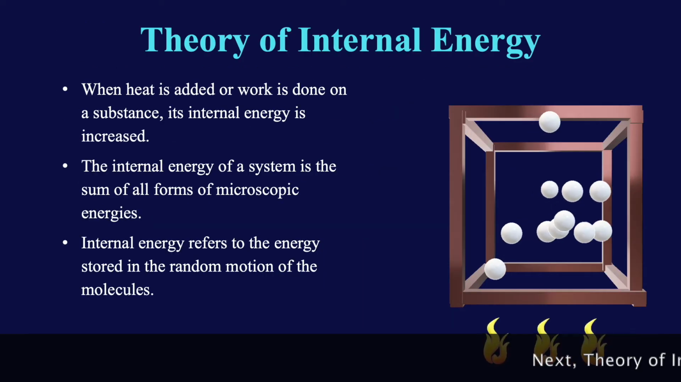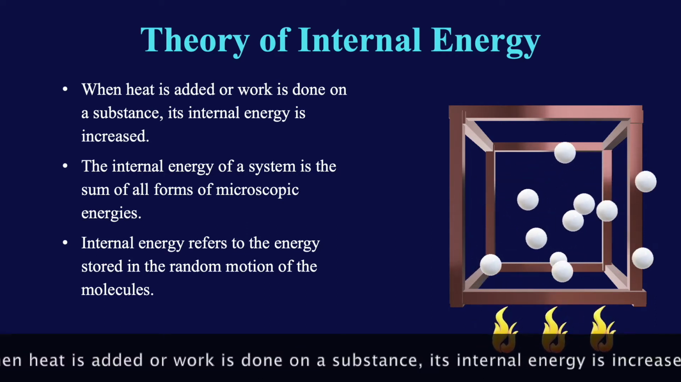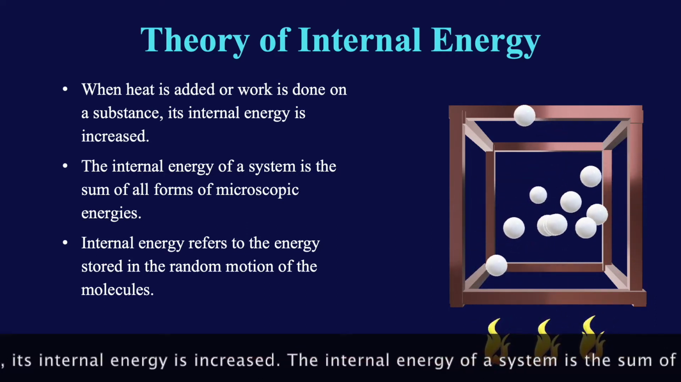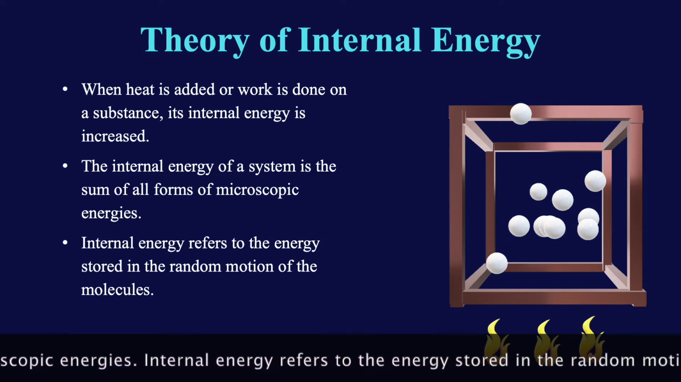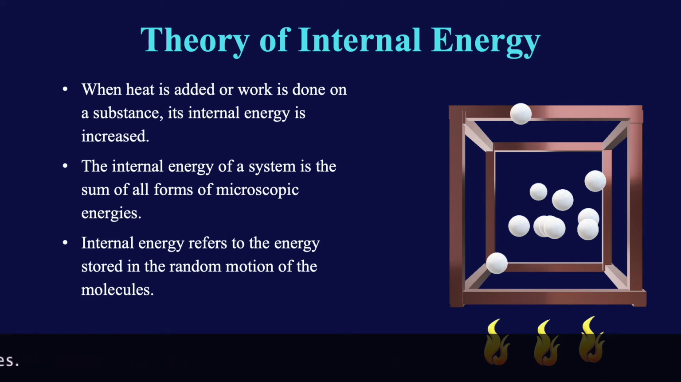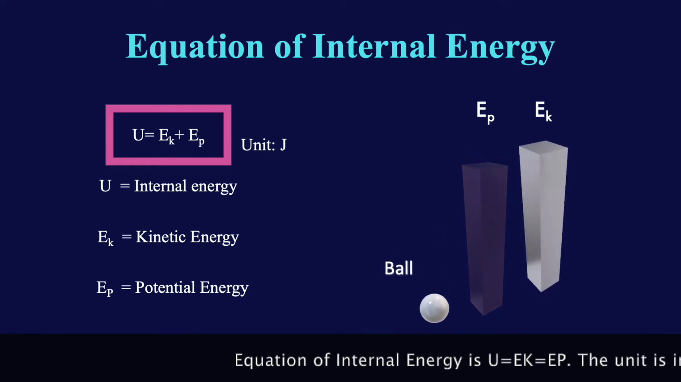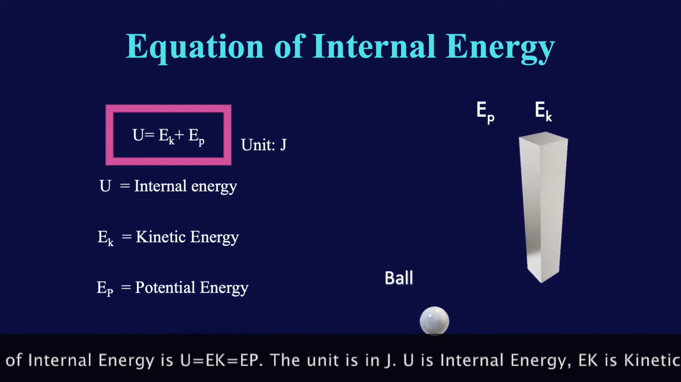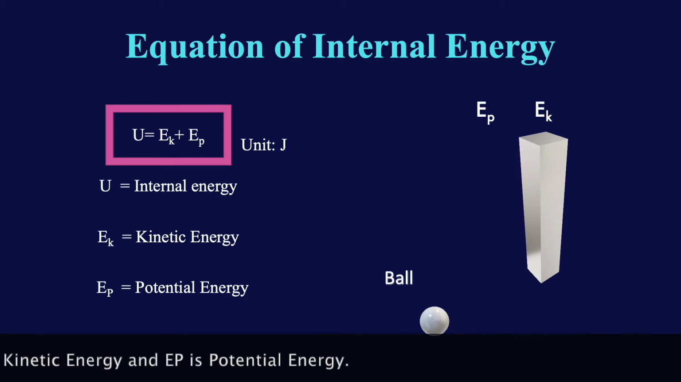Next, theory of internal energy. When heat is added or work is done on a substance, its internal energy is increased. The internal energy of a system is the sum of all forms of microscopic energies. Internal energy refers to the energy stored in the random motion of the molecules. The equation of internal energy is U equals EK plus EP. The unit is joule. U is internal energy, EK is kinetic energy, and EP is potential energy.